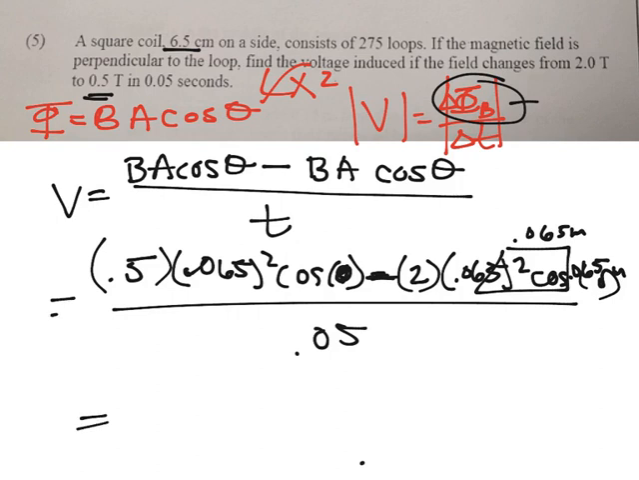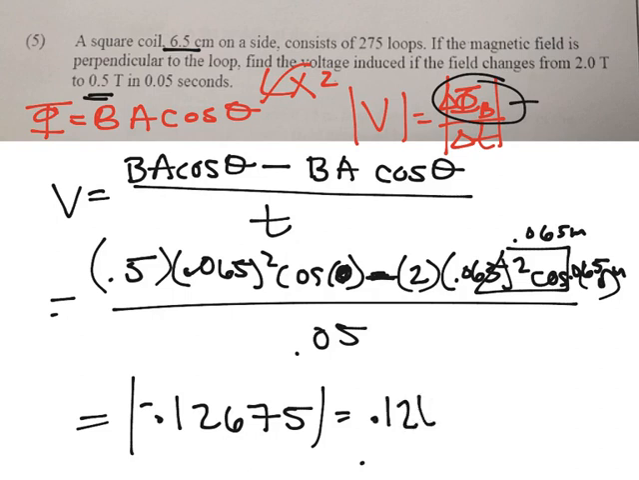Alright, so you should get negative 0.12675, but if you do the absolute value, then remember, this is per coil. So you want to multiply by how many loops they are, because the more loops, the more energy you can get.